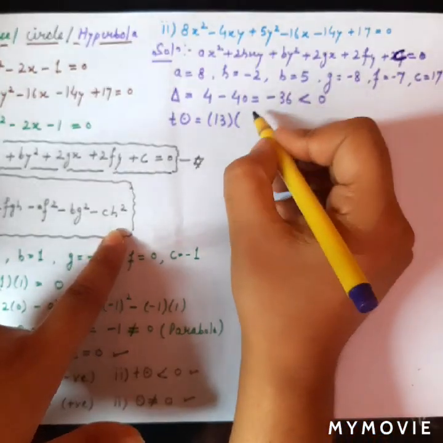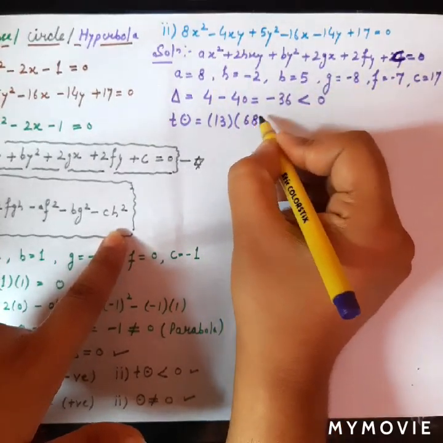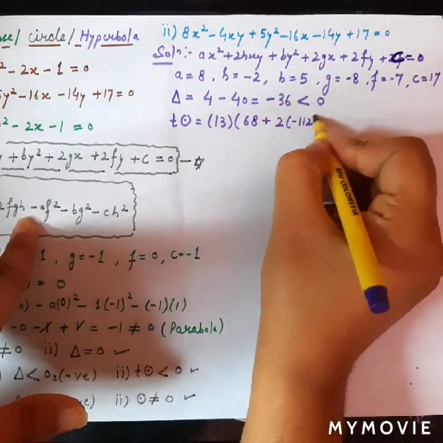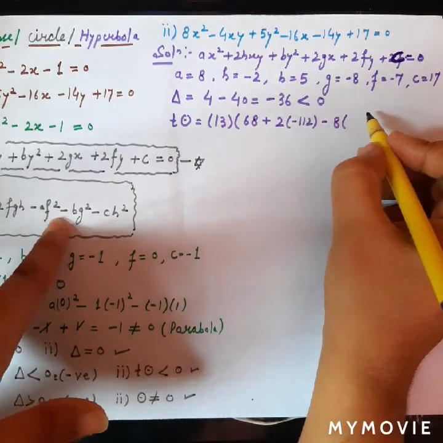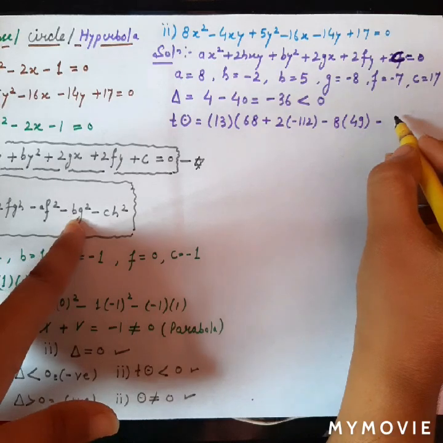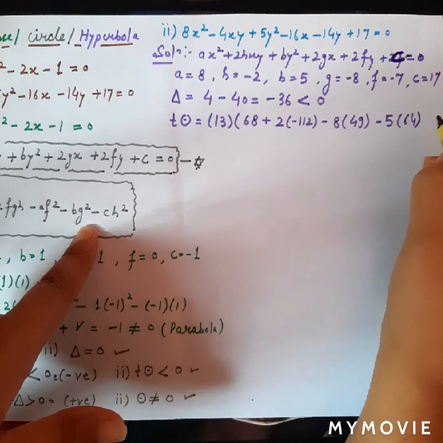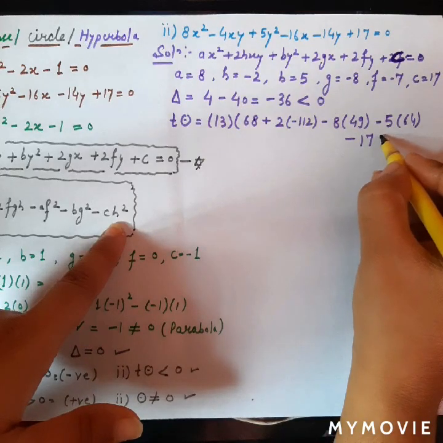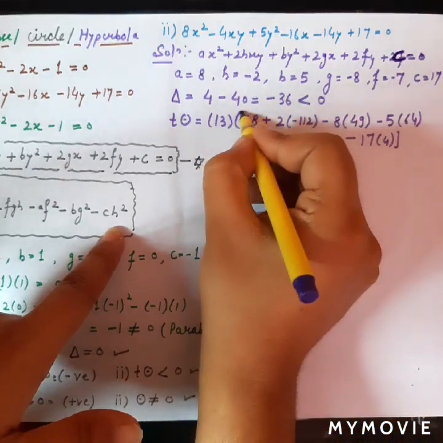So I'm filling it. After calculation, abc, which I have already calculated, will be 68. Again, 2fgh will be equal to 2 minus 112, minus af square will be equal to 8, f square 7, 7 squared is 49, minus bg square, b is 5, g is 8, 8 squared is 64, minus 17, minus ch square is minus 2 square, which is equal to 4, right? So this is all for this.